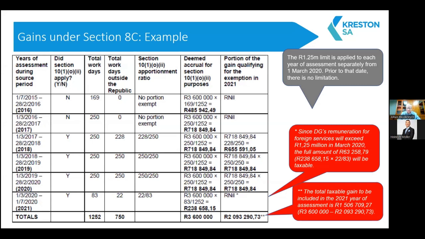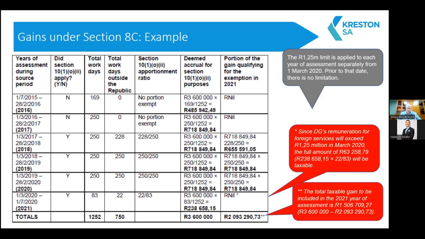So what happens now? You get the 3.6 million rand on 1 July 2020, in your 2021 tax year. You will claim a section 10(1)(o) exemption of 2 million rand and you tax yourself on the balance. All right, so the first bullet there is for the 2021 year. Since DG's remuneration for foreign services will exceed 1.25 million rand in March, the full amount of 63,000 rand will be taxable, which is then the 22 over 83 times the 238,000 rand.